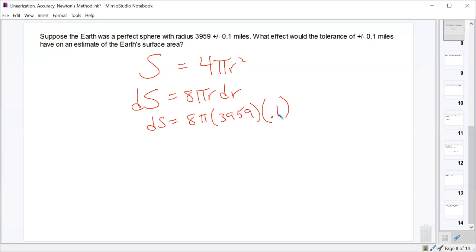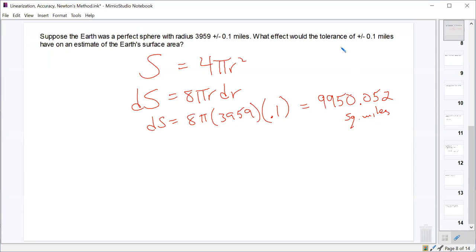9,950.05. You're going to round to 2 decimals, not 3 decimals like the AP test always wants. Good. Okay, so this means that if we calculated it as 3,959 miles, but our error is plus or minus 0.1, then we might have been off by 9,950.052 square miles.